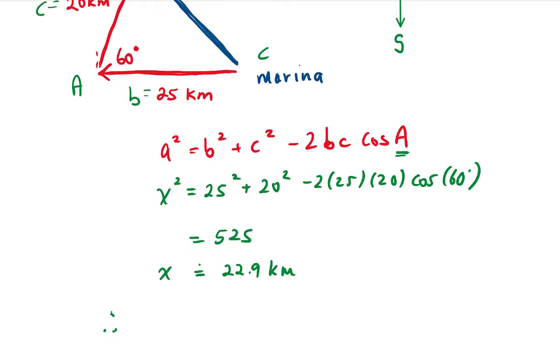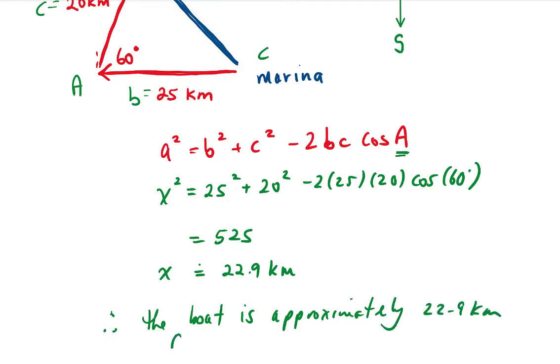So therefore, the boat is approximately 22.9 kilometers from the marina. And there we solved our first problem. So again, for this one, I used the cosine law because I did not have a known side across a known angle, and I also did not have any right angles in the picture.